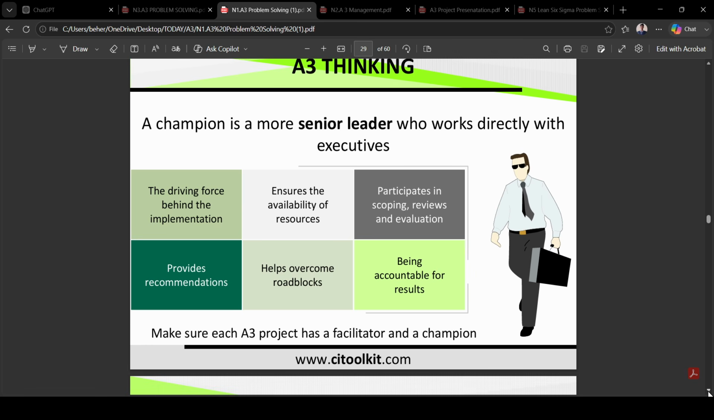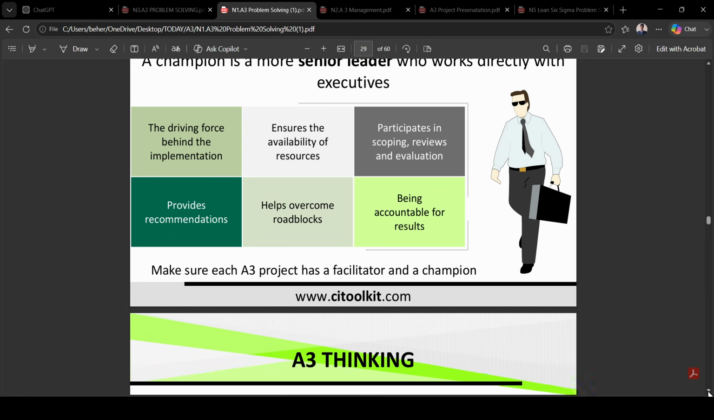A champion is a more senior leader who works directly with the executive. The driving force behind the implementation, ensures the availability of the resources, participates in scoping, review and evaluation, provides recommendations, helps overcome roadblocks, and is accountable for results. Make sure each A3 project has a facilitator and a champion.